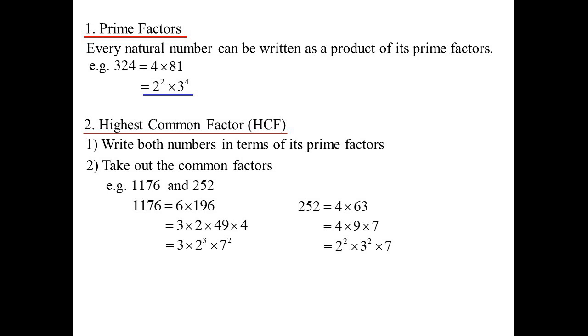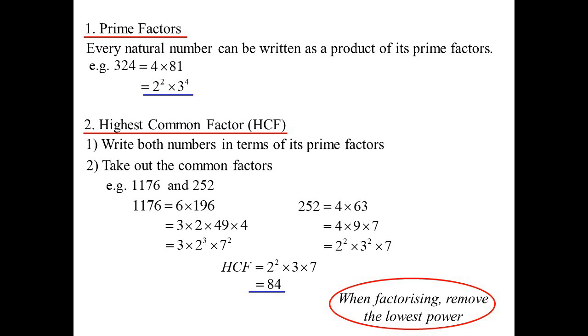So to work out the highest common factor, as I say, it's just like factorizing in algebra. We pull out the factors. And when we're factorizing, you always pull out the lowest power. So yes, 2's in both, but 2 squared would be the lower one. So 2 squared goes in there. 3 to the power of 1 goes in there. 7 to the power of 1 goes in there. So 84 is the highest number that would go into both of those. So remove the lowest power.